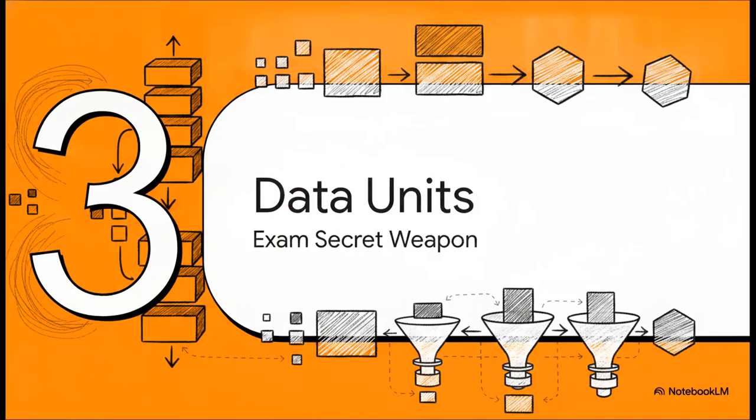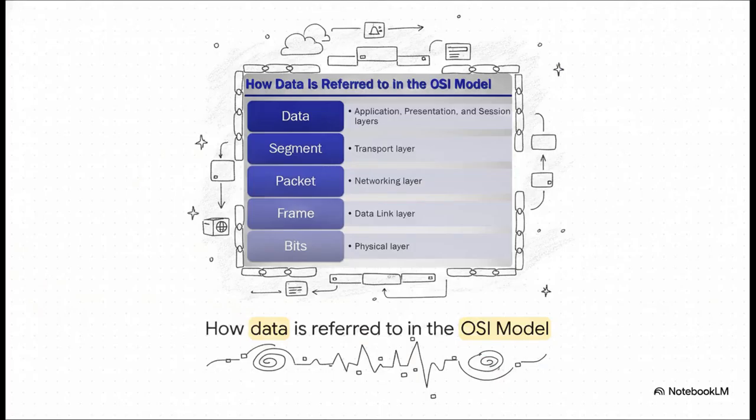All right, Section 3, Data Units and Encapsulation. Consider this your exam's secret weapon. This is a massive focus for technical exams, and it's all about how data actually changes names and forms as it travels vertically through our layers. We're talking about Protocol Data Unit, or PDU mapping. It's actually kind of fascinating how the data transforms.